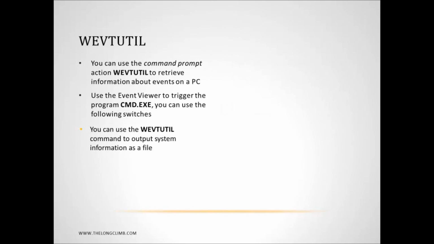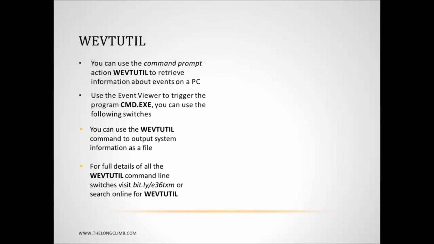Now, as I've said, you can use wevtutil to output system information in a file from the event viewer, and there's full information on the wevtutil command at this bit.ly address, or if you do a search online for wevtutil, then you'll find information on the Microsoft website. But it's a very useful way of being able to output information from the event viewer itself at the time an event occurs.